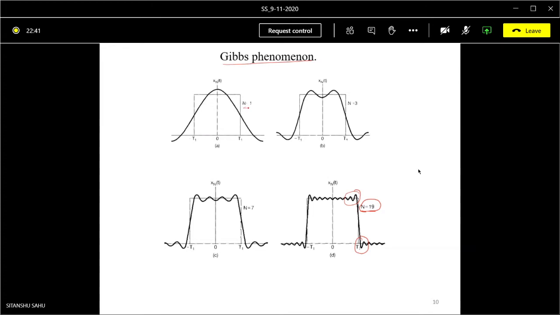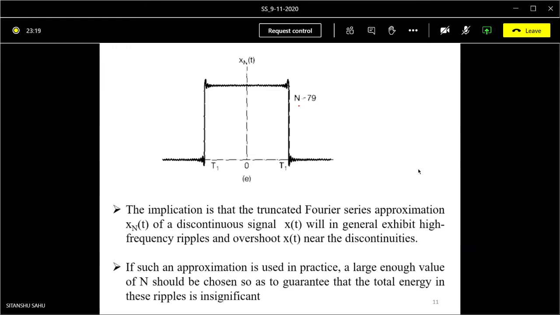For example, if you take one sinusoidal component, this square block from minus t1 to plus t1 is going to approximate like this. If you look at n equal to 3, there is some error propagated over here. If you go on increasing to n equal to 7, there is some more error, and when n equal to 19, the error is going to reduce. So if you go on increasing the number of sinusoidal components, then we will be approximating the discontinuity part a bit more clearly, but still there will be some error or ripples.